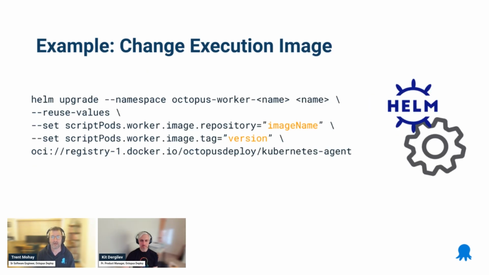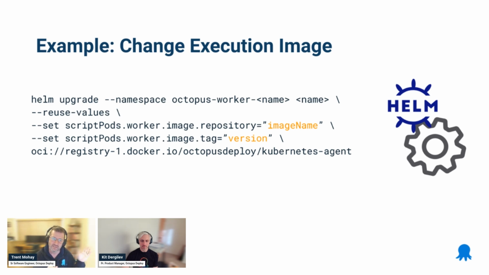Where are we up to? Changing the execution image. So this is just a little example of what a Helm chart command could look like. Okay, so just working from top left to bottom right. We're going to do a Helm upgrade. We need to work in the namespace of your worker, and we want to affect the worker release.